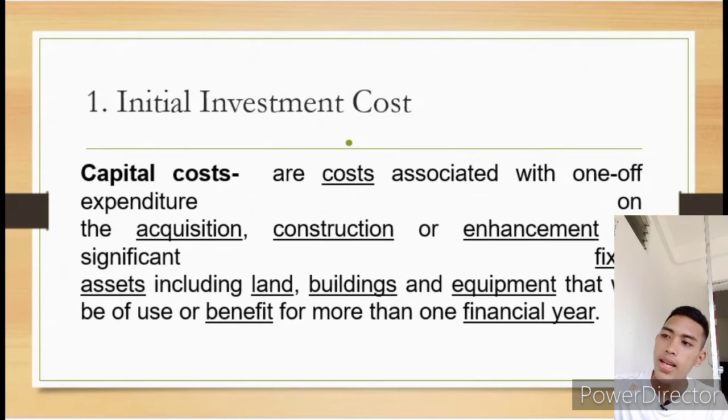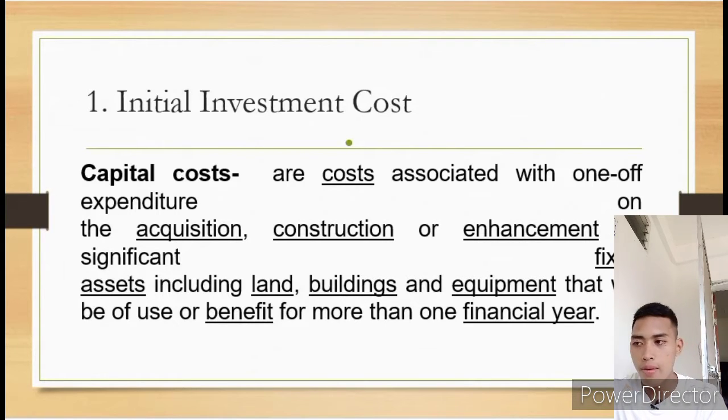So number 1, initial investment cost. Initial investment cost, commonly known as the capital cost, is the cost associated with one-off expenditures, the acquisition, construction, or enhancement of significant assets, including land, buildings, and equipment that will be used or benefit for more than one financial year. It includes the capital for construction. If you want to construct a house or enhance significant assets, you want to improve your car, your vehicle, your house, then you need to invest in order for that to happen, and also in means of equipment.